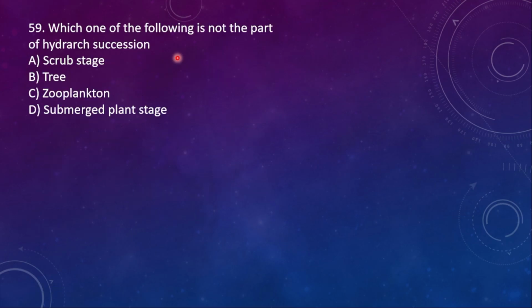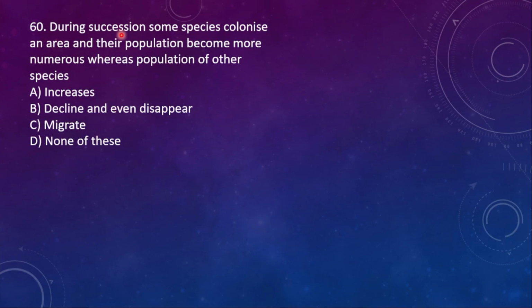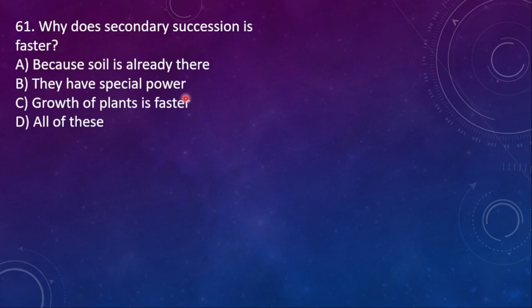Next, which one of the following is not part of hydrarch succession? A. Scrub, B. Tree, C. Zooplankton, D. Submerged plant stage. Here the right option is zooplankton. During succession, some species colonize an area and their population becomes more numerous, whereas populations of other species increase, decline, migrate, none of these. Here the right option is B, decline and even disappear.